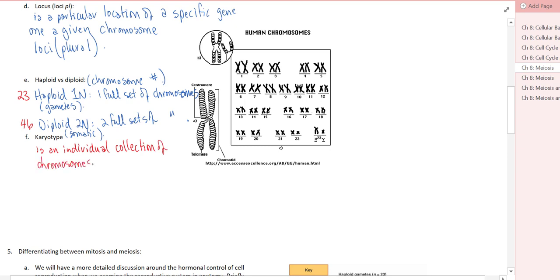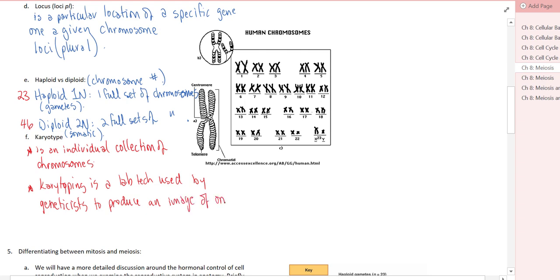It's also kind of a verb, in the sense that karyotyping is a lab technique used by geneticists to produce an image of one's chromosomes.